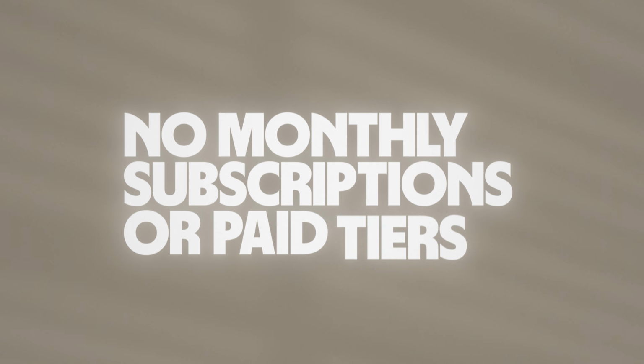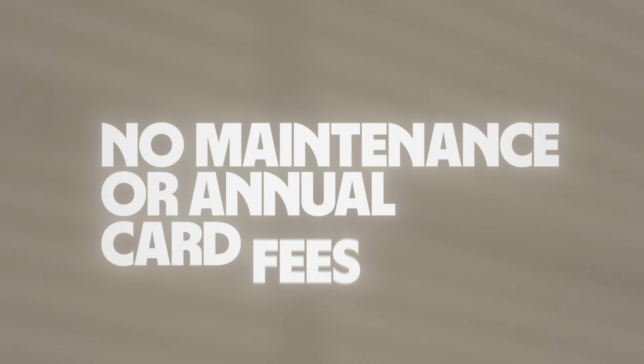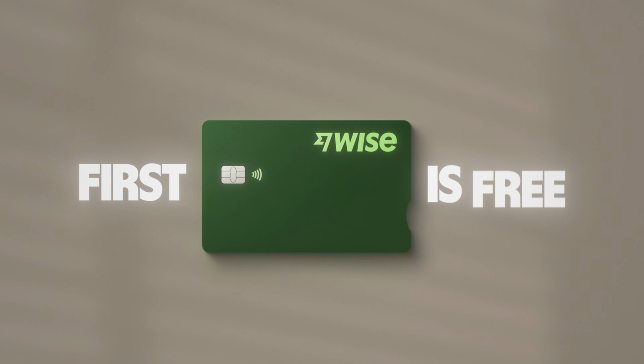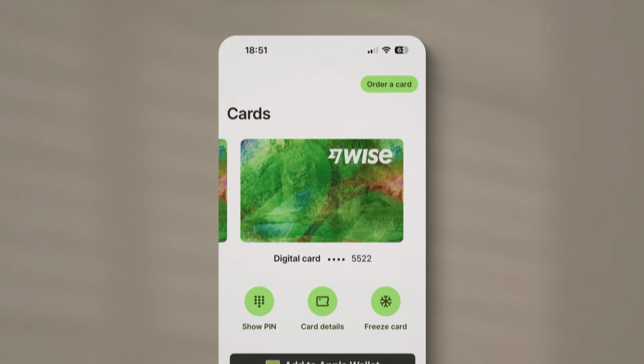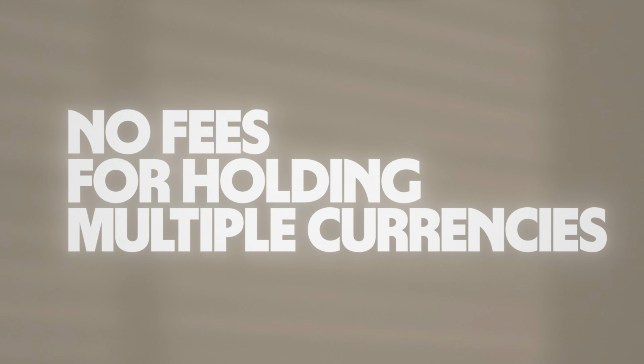Once that's paid, there are no monthly subscriptions or paid tiers, no maintenance or annual card fees, and your first physical card is free. You can also generate up to 3 digital cards per person in your app and add them to your digital wallet. No fees for holding multiple currencies in your balance. You only pay when you use specific services, like making a transfer, converting currencies, or ordering additional physical cards.